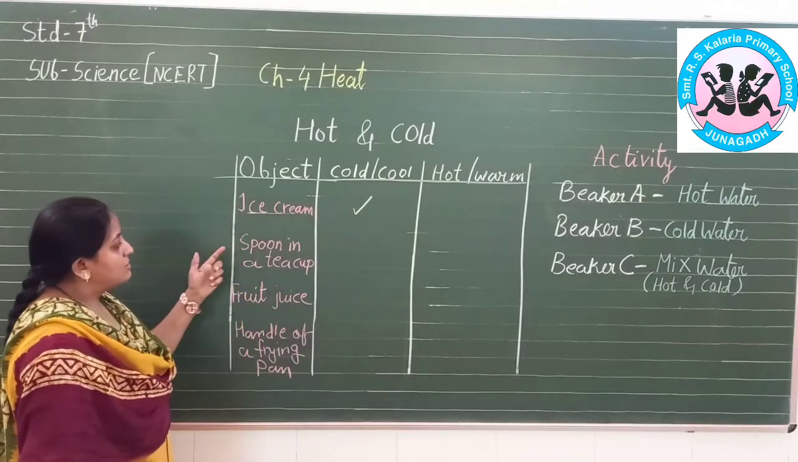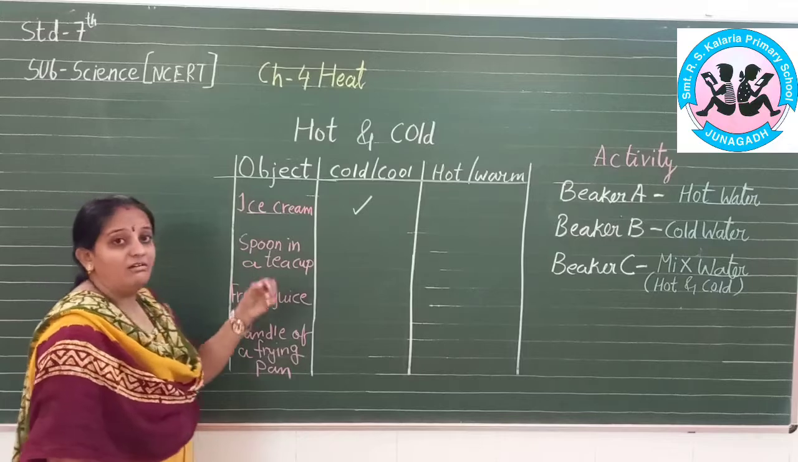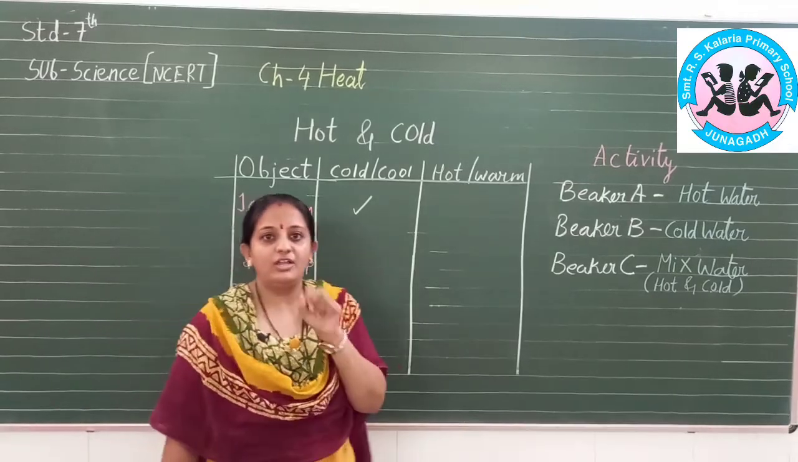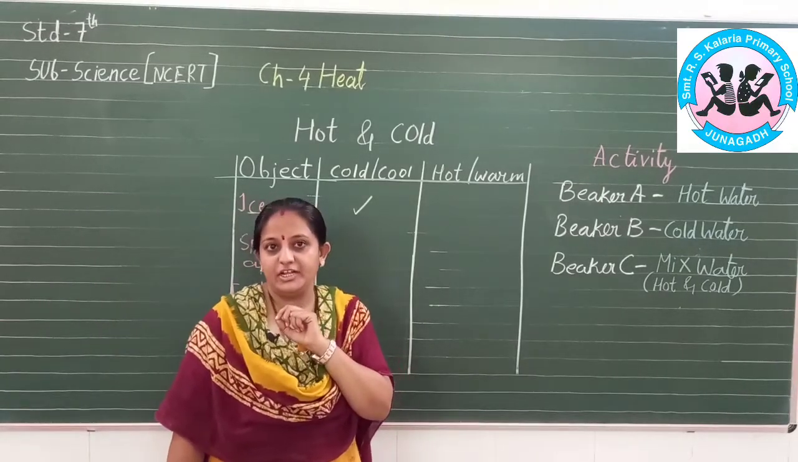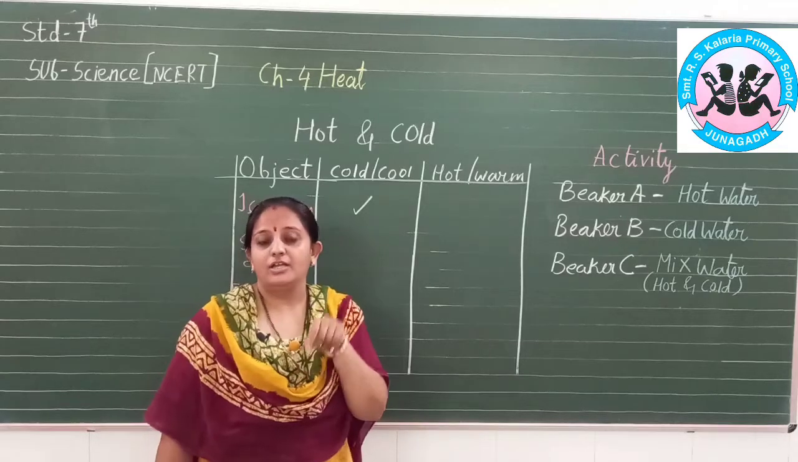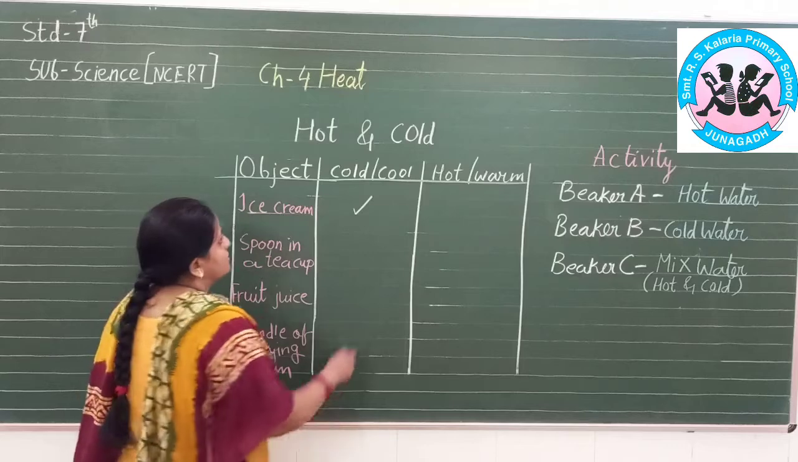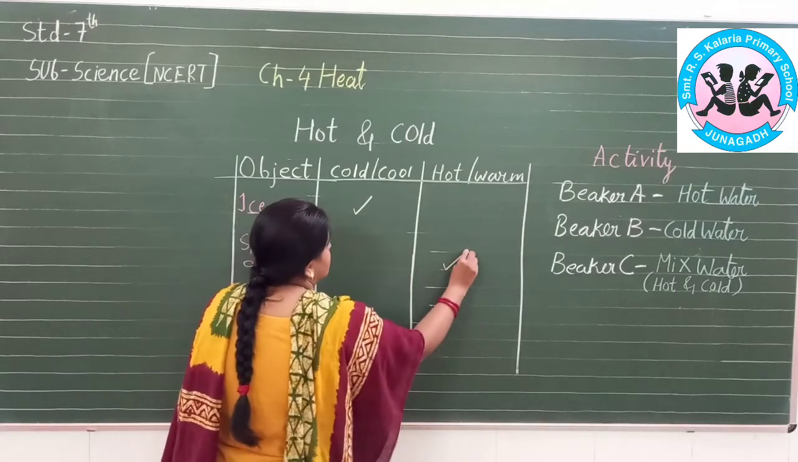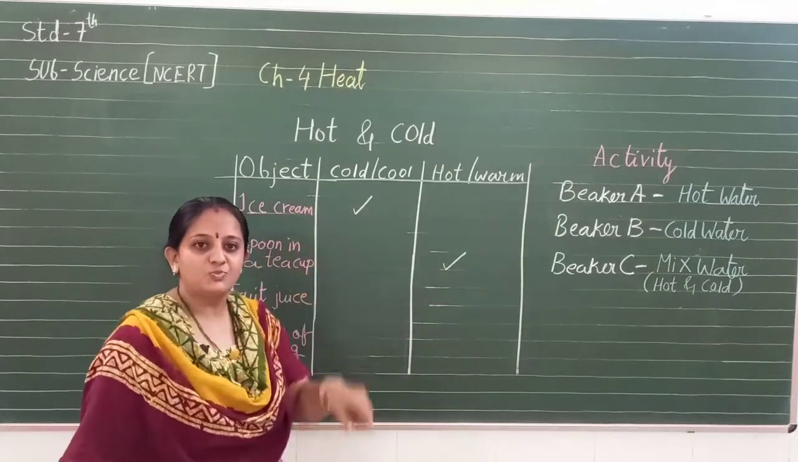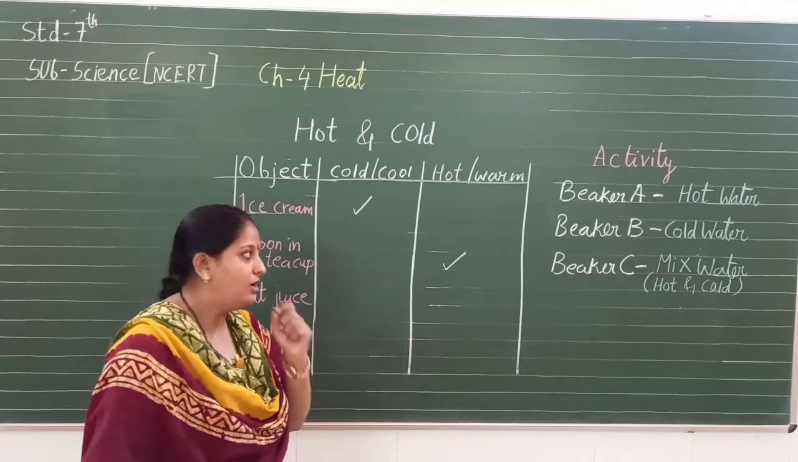The next one, a spoon dipped in a teacup. Now the tea is hot here, isn't it? So we have to identify whether the spoon is hot or cold. We can say it is hot because the tea is hot and we dipped the spoon, so similarly the spoon is also hot.